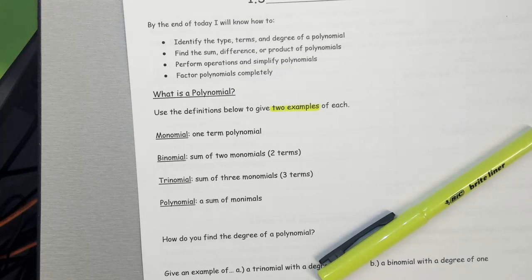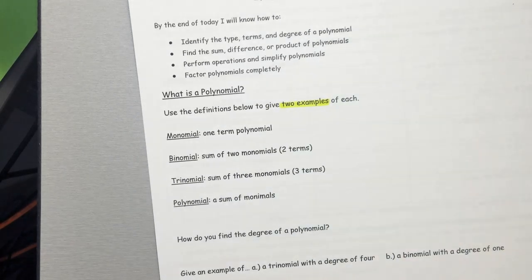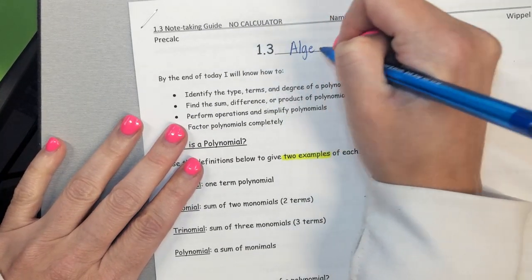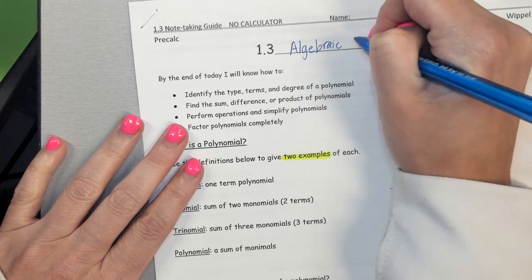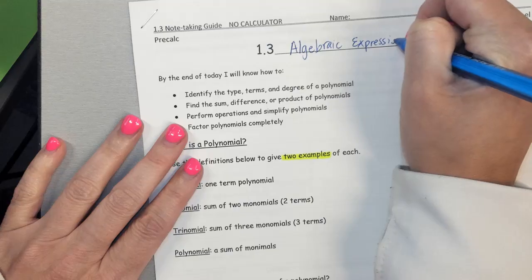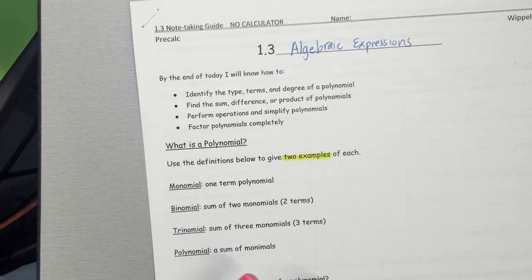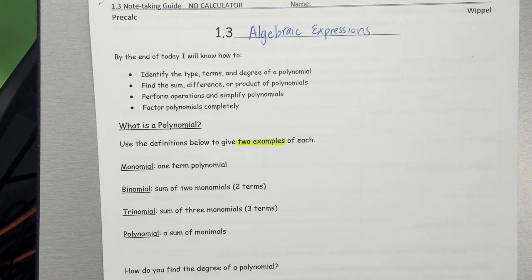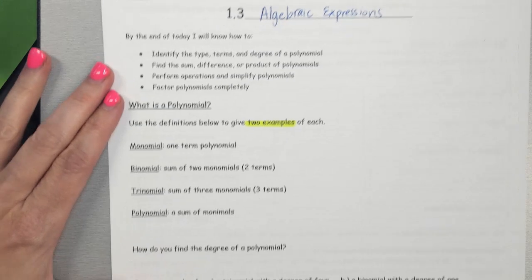All right, so 1-3 is titled Algebraic Expressions. So we're going to look at different expressions and determine how many terms there are, the degree, what type of polynomial they are. We'll do the sum, the difference, we'll find the product, and then we're going to do some simplifying, and then like I said, we'll touch on some factoring today, and then we'll do a bigger factoring review on Tuesday.